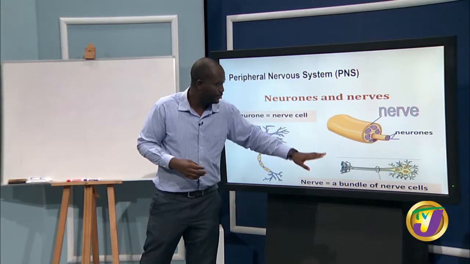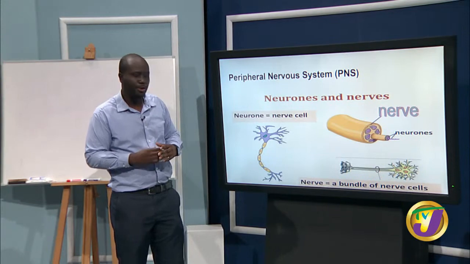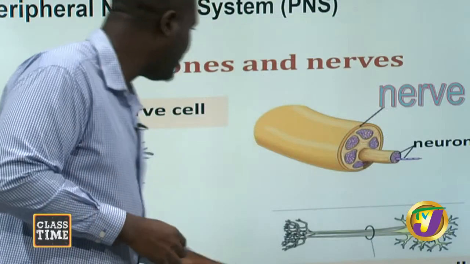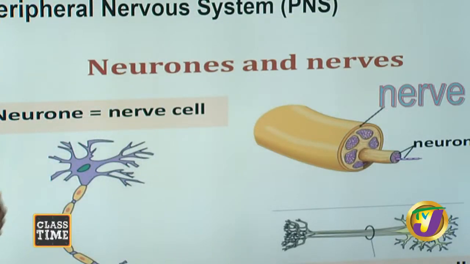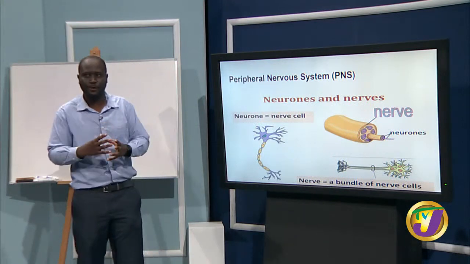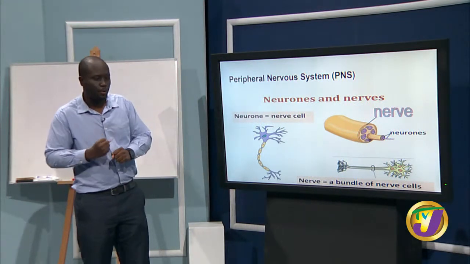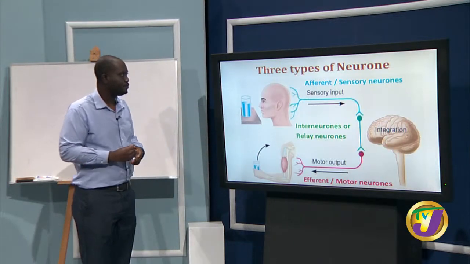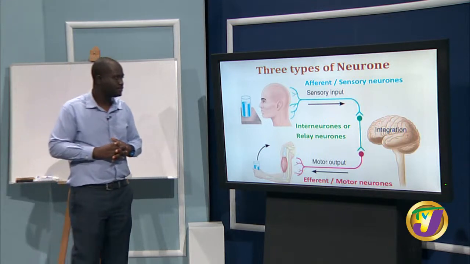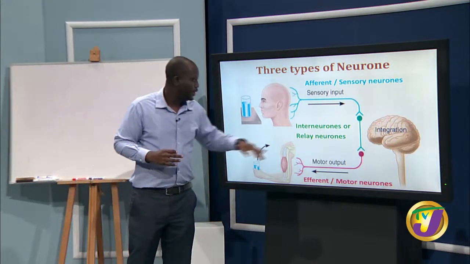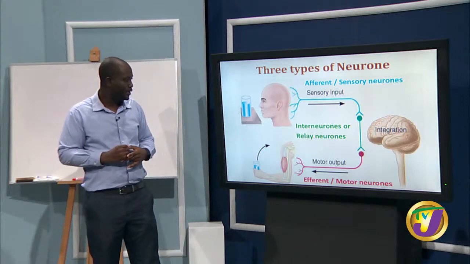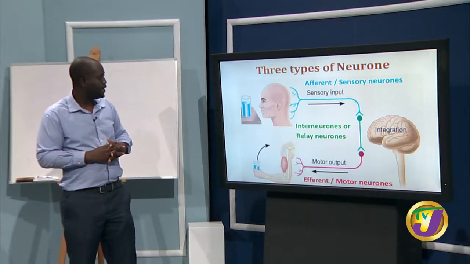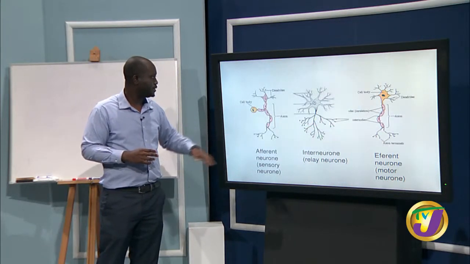So the nerves are bundles of nerve fibers called neurons. The entire thing is a nerve, but inside it are nerve fibers called neurons. So the nerve is just a bundle of nerve cells, just like a telephone wire. It looks like one wire, but when you cut it, there are smaller wires inside of it. Same thing with your nerves. And there are three types of neuron. You have the sensory neuron, the interneuron or the relay neuron, and you have the motor neuron. So these are the three neurons that make up your peripheral nervous system.